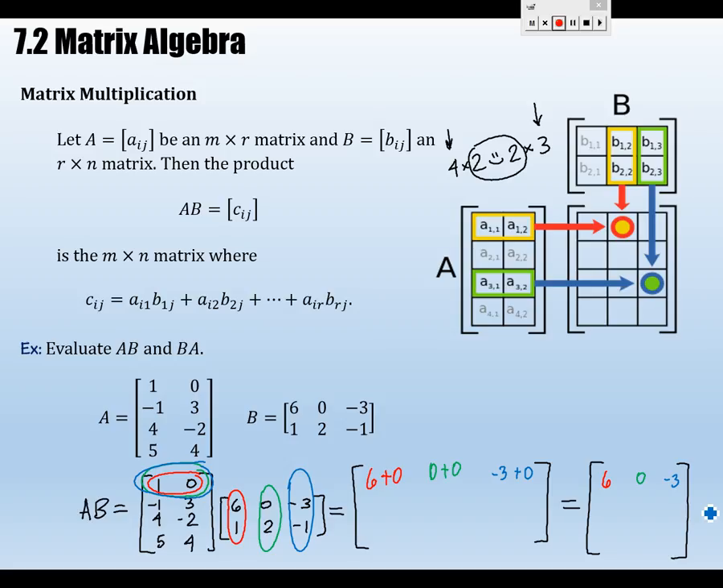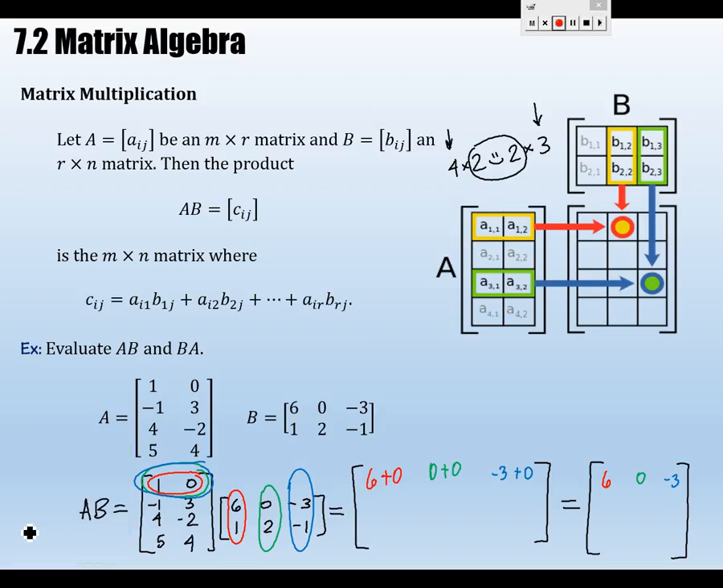Take each row, just the same way we did it, and multiply by all 3 columns. So stay with the row and multiply by all the columns. Stay with the next row, multiply by all 3 columns. And check with your neighbor when you're done.